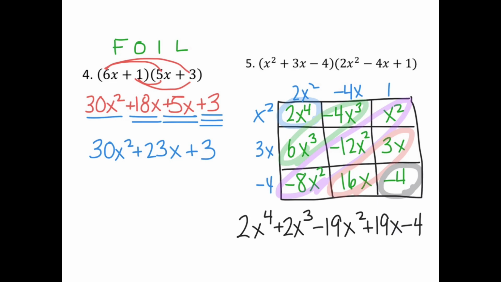So that's what we have for our different methods of multiplying polynomials. Basic is distribution. There's a silly acronym, FOIL, that can help you memorize to keep you organized, and then there's also the box method to keep you organized with your longer multiplications.